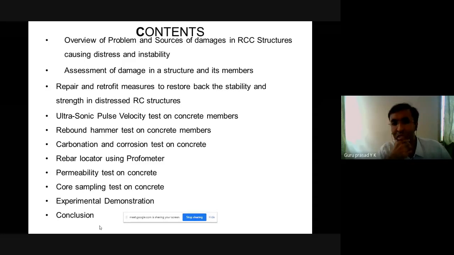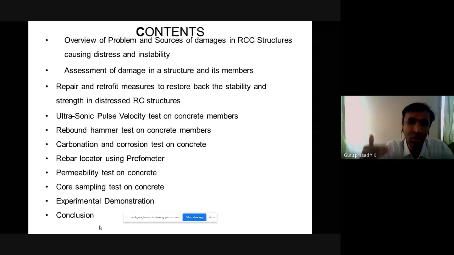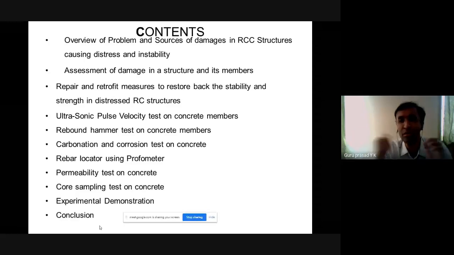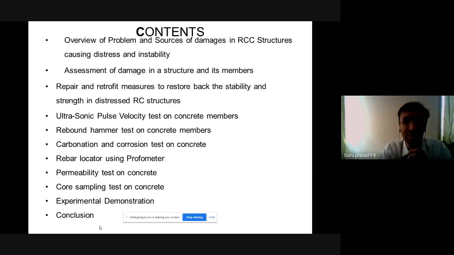Now, I'm also going to show you an experimental demonstration where I have made videos in my laboratory to show you how ultrasonic pulse velocity testing is done on concrete members, as well as the rebound hammer, the use of the profometer, and also a video on the use of the core cutter. That is, the core sampling test is also being included. And the last part is the conclusion.